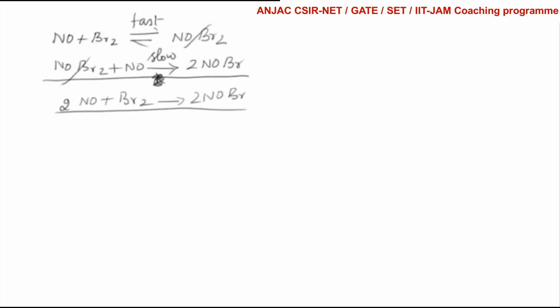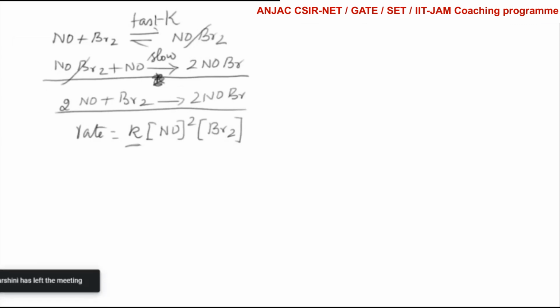Nitric oxide and bromine. What is the rate law? Rate is equal to K into concentration of NO square and the concentration of bromine. What is the order of the reaction? Total order is third order, second order with respect to NO, first order with respect to bromine. And we will give you one more problem.